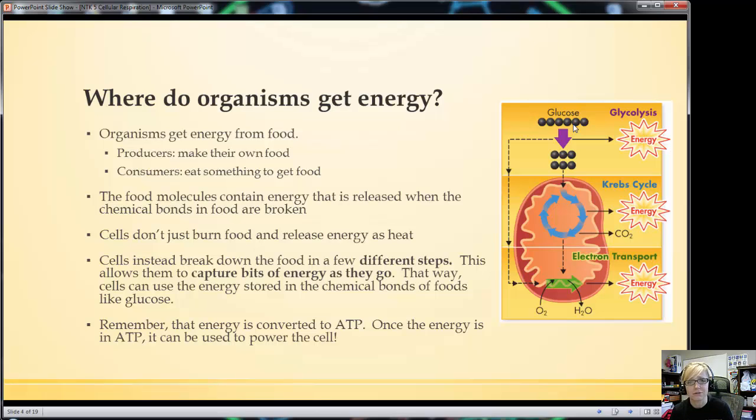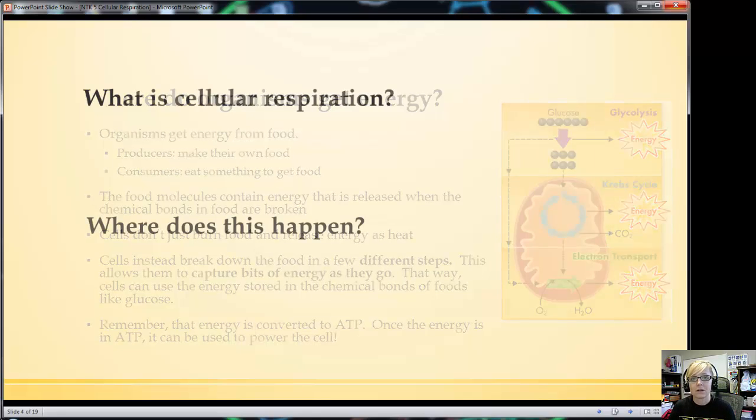Remember that energy is converted to ATP. The energy stored in our bonds of glucose is going to be converted throughout this process of cellular respiration into ATP. Once the energy is in ATP, now we can use it to power the cell. Like we learned about in Need to Know video number 3, ATP is the energy currency for cells. And once that energy is stored in ATP, now our cells can use it whenever we need to.